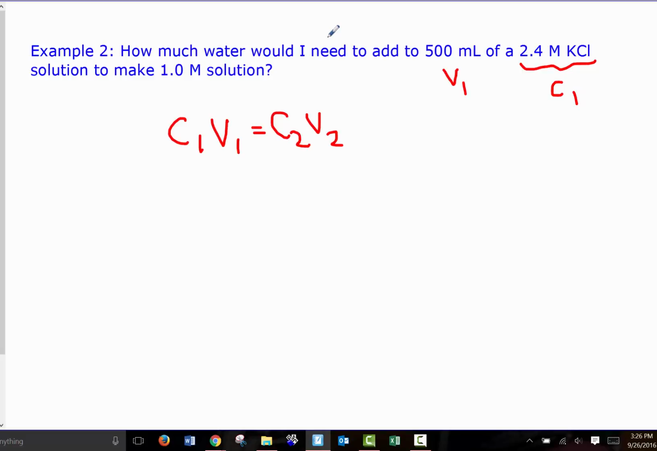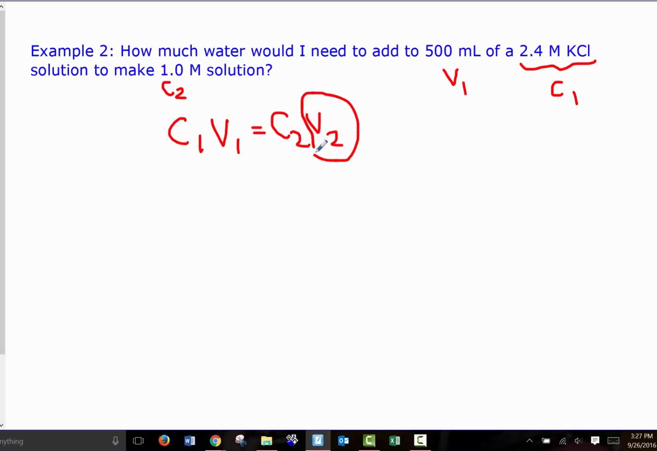Sometimes you might look at these questions and think to yourself, which one's my initial concentration? A good rule of thumb is if you're doing a dilution, the higher concentration is going to be your C1. So over here, the final concentration after the dilution, 1 mole per liter, is quite a bit less than 2.4 moles per liter, so there's my C2. Also, the way the question's worded, I'm making a 1 molar solution after I add some water. So that's my final concentration, 1 mole per liter. So I've identified my variables.